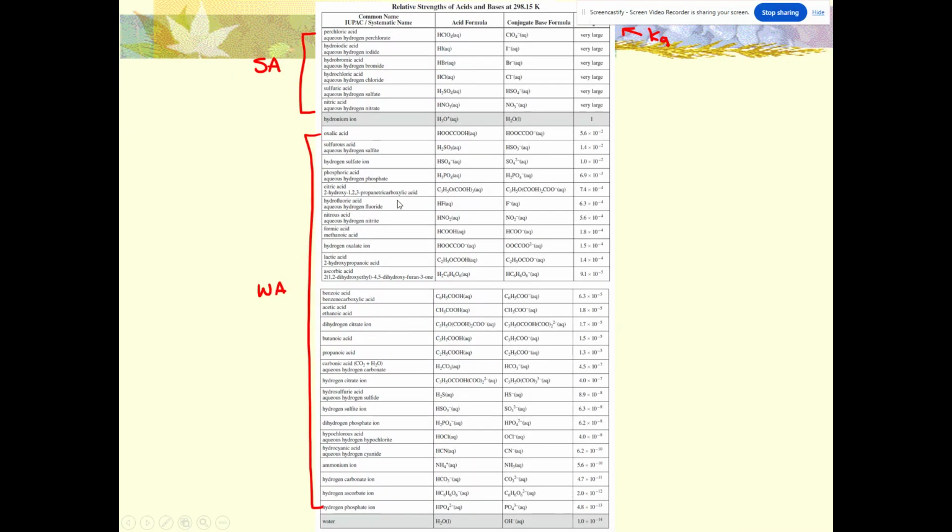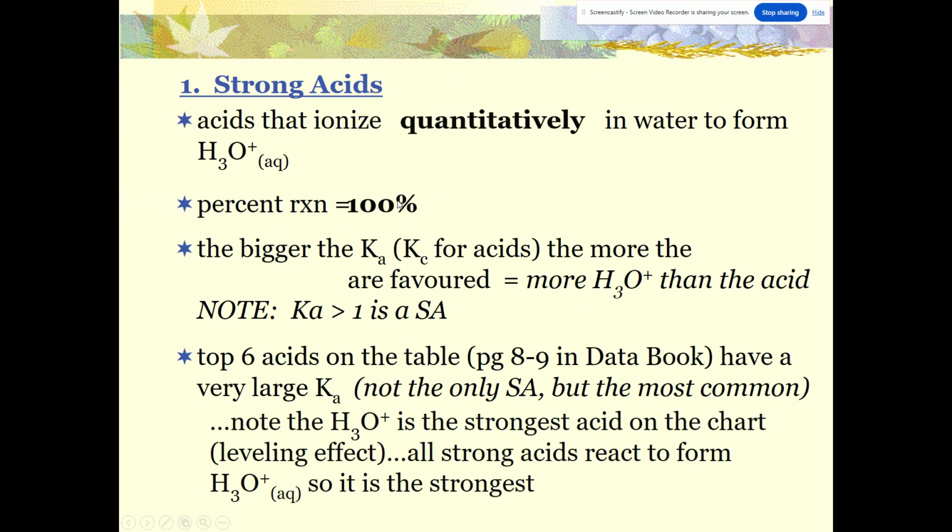Okay? The pH of a strong acid is actually very straightforward. A strong acid 100% ionizes. So that means that the concentration of the hydronium ion will 100% be coming from the acid.